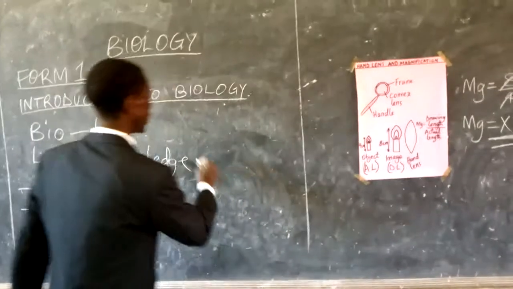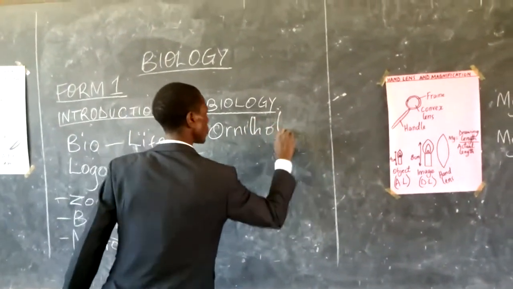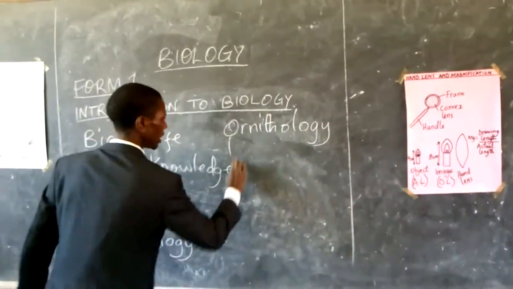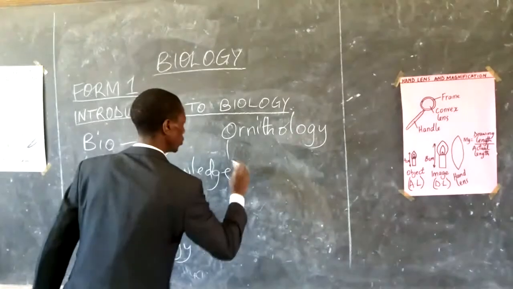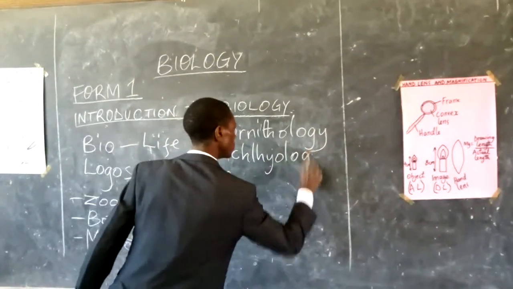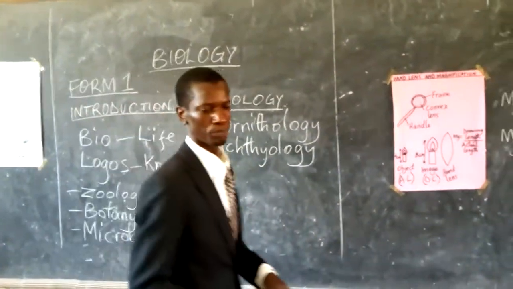Let me just write the spelling here. Ornithology is the study of birds. And the last one is ichthyology. This one is the study of fish.